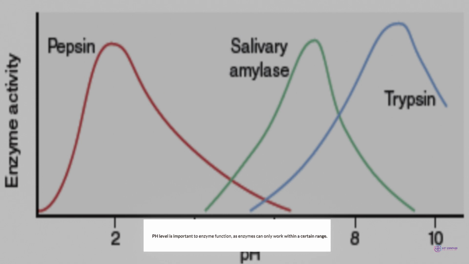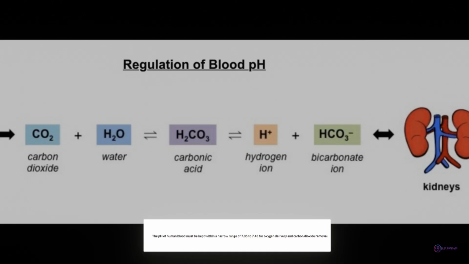Changes in pH can cause enzymes to denature, meaning that their structure changes and they are no longer able to function. This can be detrimental to biological processes that rely on enzyme activity, such as digestion, metabolism, and cellular respiration. pH is a critical factor in maintaining proper cellular function.